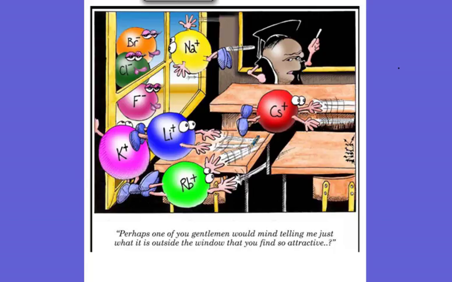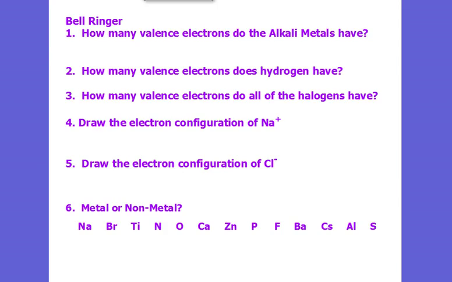So today we're talking about bonding between atoms. A little bit of review here. How many valence electrons in an alkali metal?